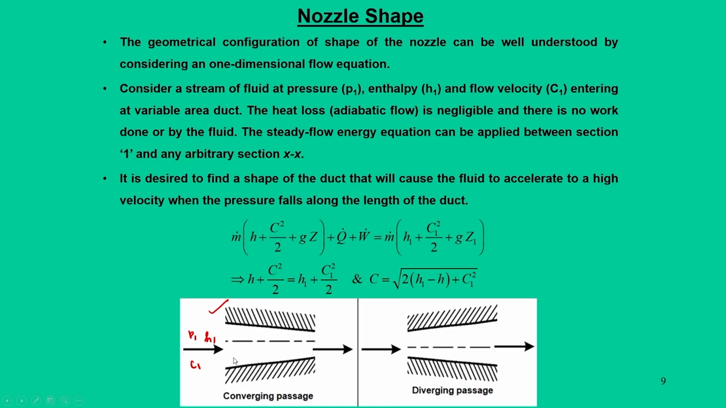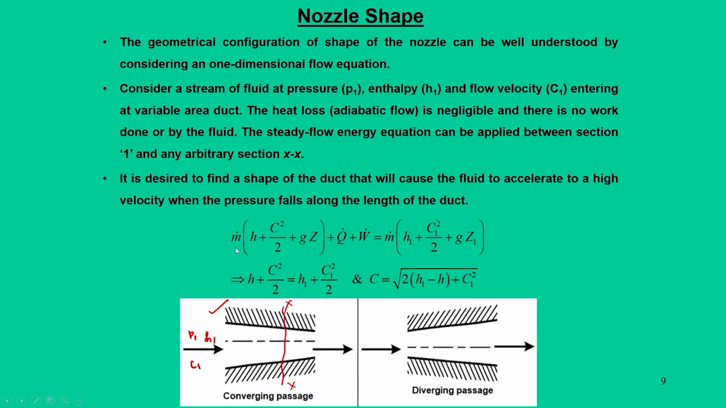So, we can apply the steady flow energy equation at any section Xx. We can mark it as any section X. We need to see how the flow properties are affected at this section X. Since it is nozzle action, the pressure has to drop, that means how that pressure falls along the length of the duct.